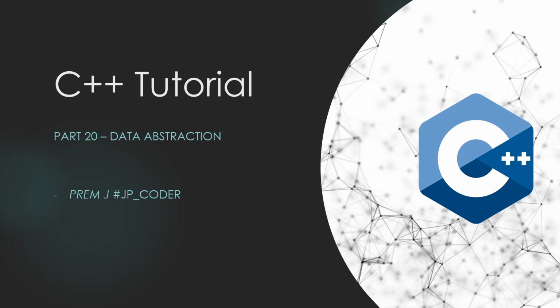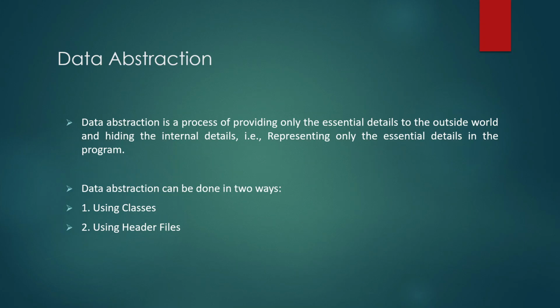Data abstraction is a process of providing only the essential details to the outside world and hiding the internal details. That is representing only the essential details in the program. Data abstraction is a programming technique that depends on the separation of the interface and implementation details of the program.